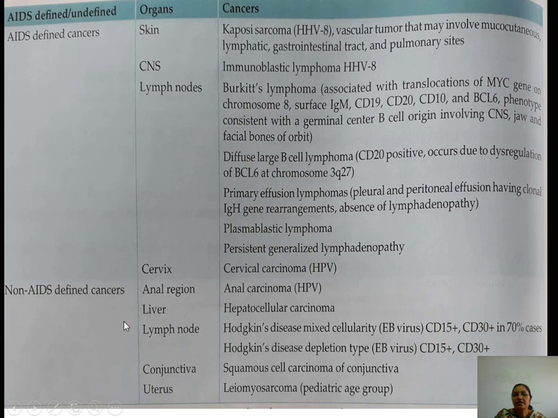Non-AIDS-defining cancers are of anal origin, liver, lymph node, conjunctiva and uterus, like anal carcinoma, hepatocellular carcinoma in the liver, in the lymph node Epstein-Barr virus related lymphoma, squamous cell carcinoma of the conjunctiva, and leiomyosarcoma of the uterus.